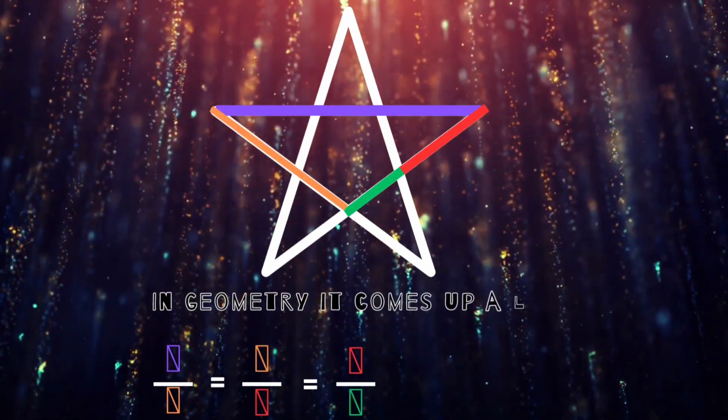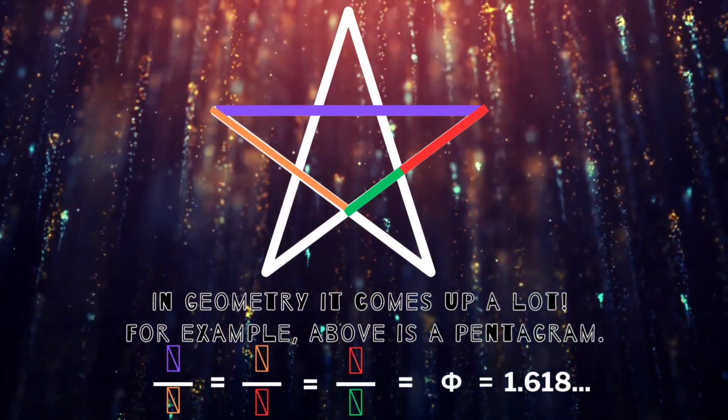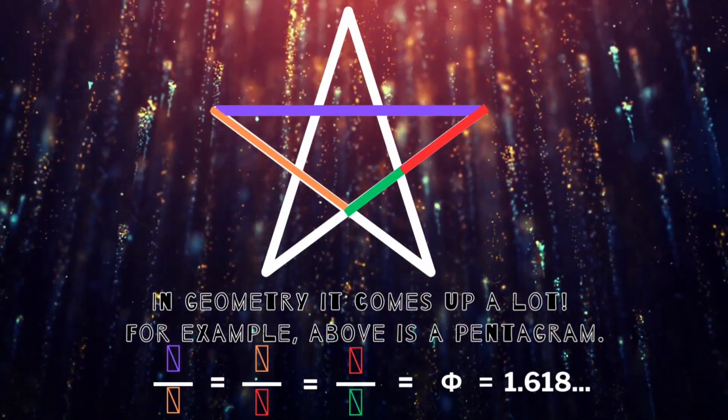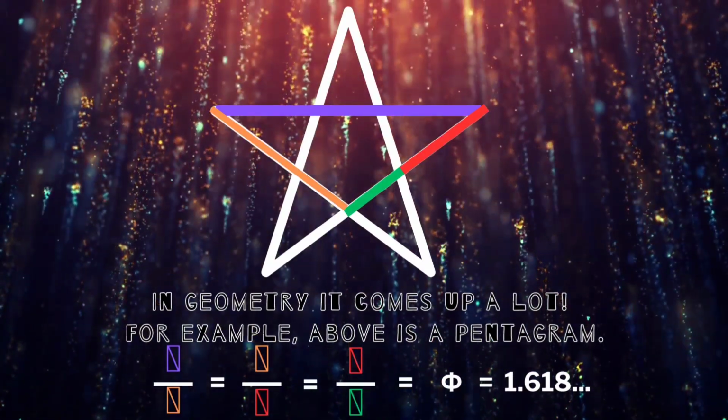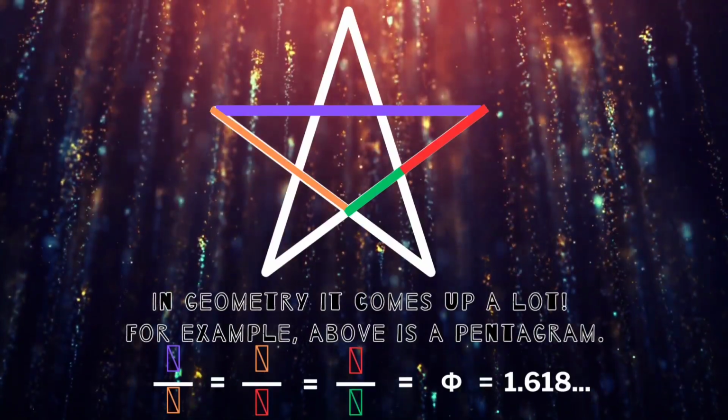In geometry, it comes up a lot. For example, if you look above in this pentagram, we have different sections from different vertices in different colors. Performing divisions, as shown below, will give the golden ratio.